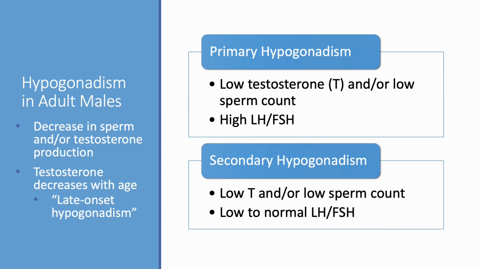So this would be related to a decrease in sperm or testosterone production. And of note, testosterone does decrease with age, so this could be referred to as late onset hypogonadism in patients who are older. And then there can be primary or secondary hypogonadism, with primary also being associated with high luteinizing hormone or follicle stimulating hormone levels, and then secondary being associated with low to normal LH and FSH levels. You may also hear low testosterone referred to as low T.